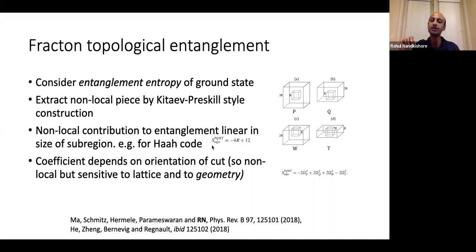You can do an analogous calculation, and we did it for fracton phases. What you find is that there is indeed a fundamentally non-local contribution that's left over. Yeah. So it smells a little bit like topological entanglement, but unlike topological entanglement, now it actually also depends on the geometry of the cut. So it's non-local, but it's sensitive to geometry.